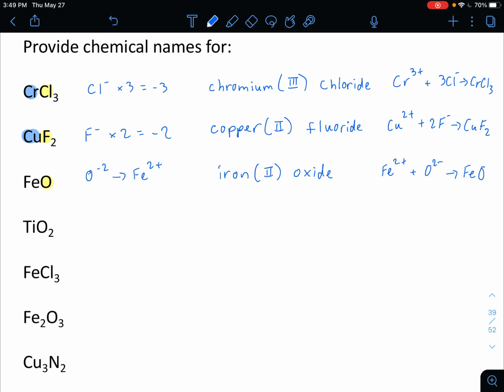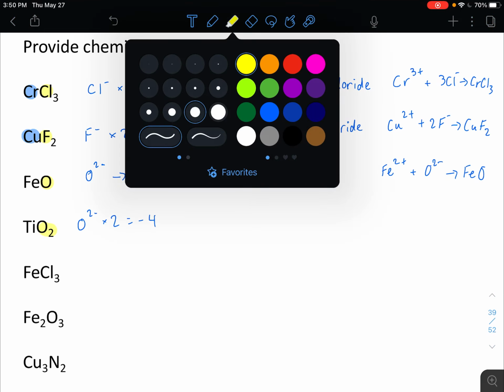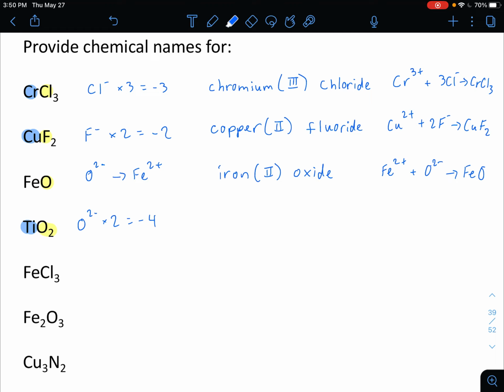Okay, I hope this is making okay sense so far. Oxygen 2 minus, I guess I should have written 2 minus for this one too, not -2. And in this case, there are 2 of them, so that's -4. So the oxygen adds up to -4, meaning the titanium needs to be +4. So this one will become titanium 4 oxide. So now that's Ti4 plus 2 O2 minus makes TiO2. So the same principle.